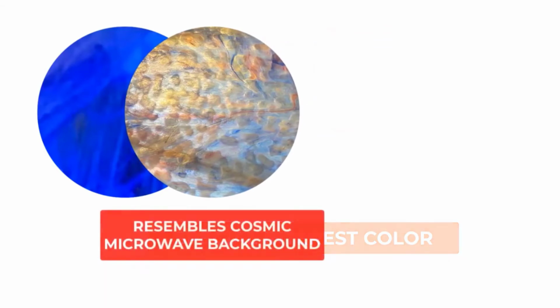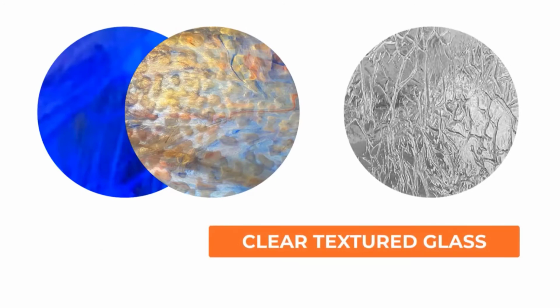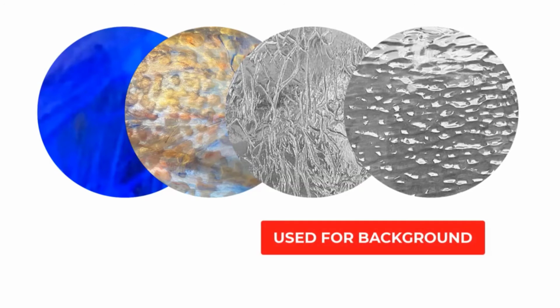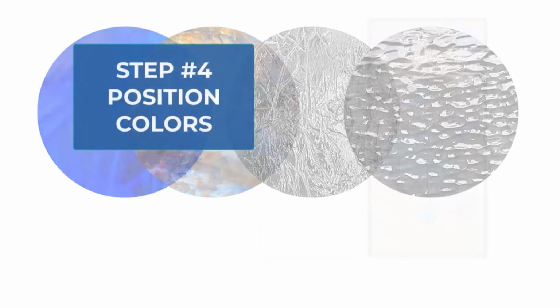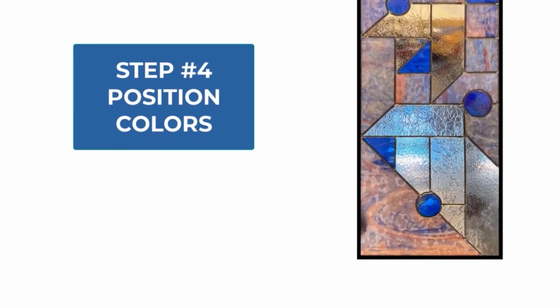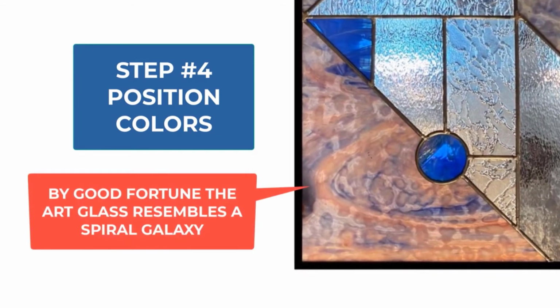Now, in order not to compete with foreground colors, subdued textured glass was chosen for the balance of the window. In a stroke of good fortune, a sheet of antique glass was discovered in our collection that was an almost perfect rendering of a spiral galaxy. So we placed a blue, theoretically black hole at the center to complete the design.